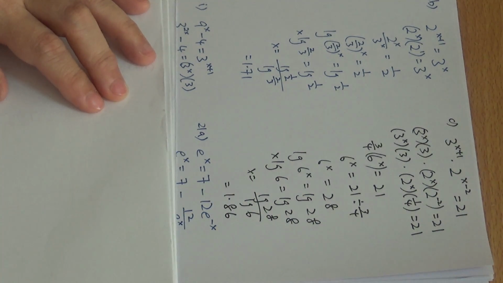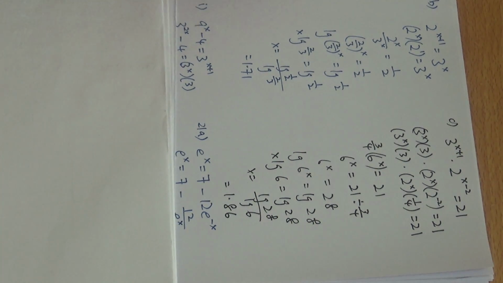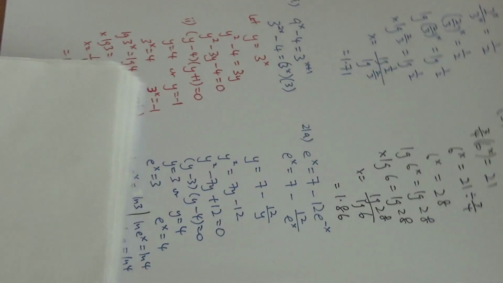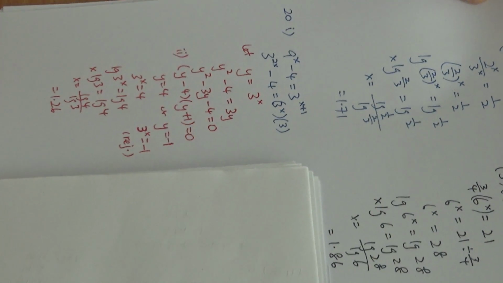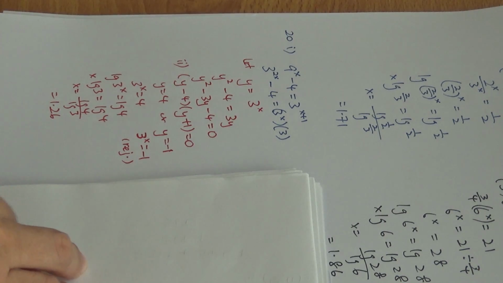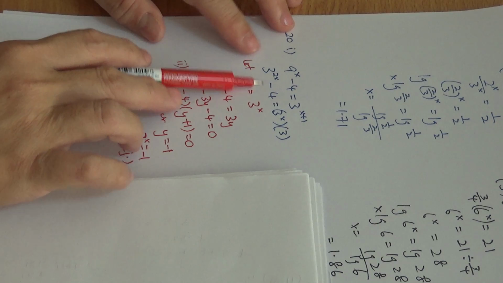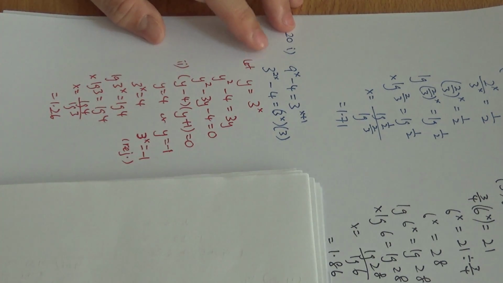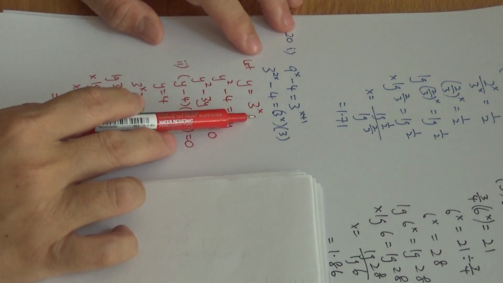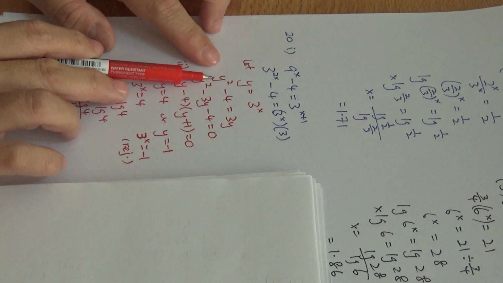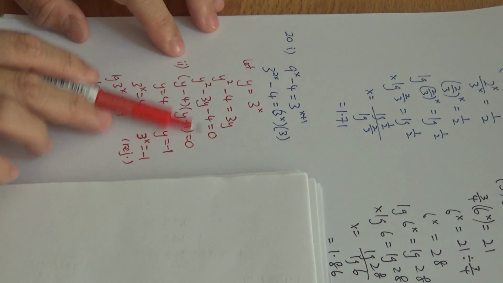Now I'm going on to question 20. Let's take a look at question 20. I have to rewrite everything to base 3, because the question says form a quadratic equation in 3 to the power x. So I let y be 3 to the power x, I will get this. This is a quadratic already.